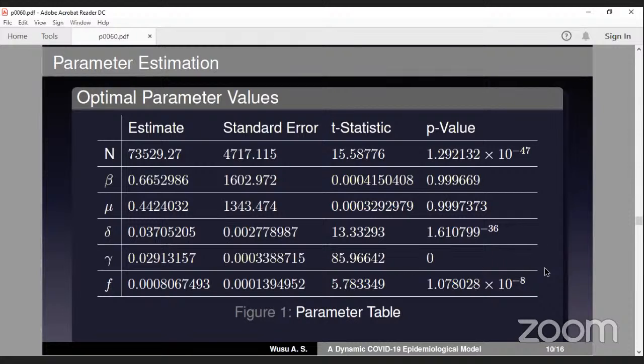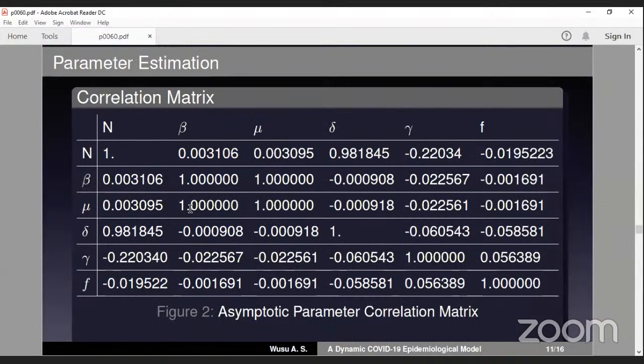If you look at the results on this slide, we have beta, which is the infection rate, to be 0.6652986. We have mu, which is the efficiency of the control policies, to be that. The standard deviations and standard errors are given. We estimated the t statistics, and we estimated the p values. We did a correlation matrix. The asymptotic parameter correlation matrix was also presented. And from this, if you are familiar with this, you can see that this model is actually giving us the anticipated results.